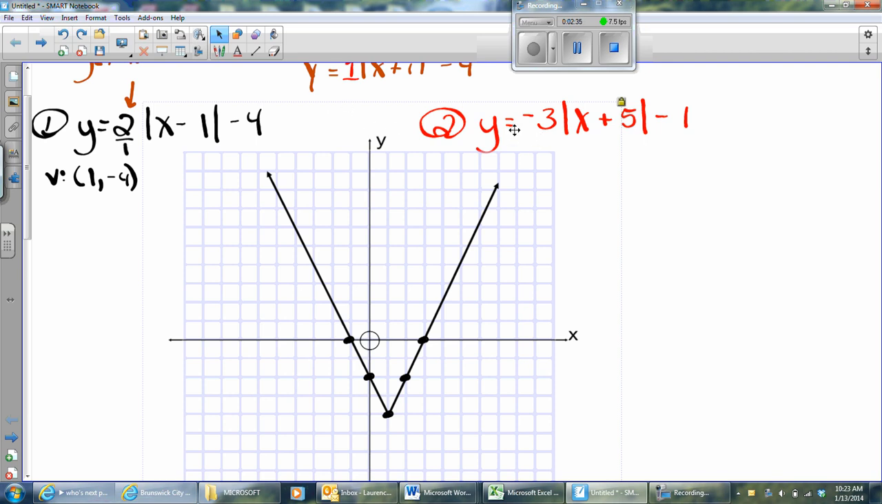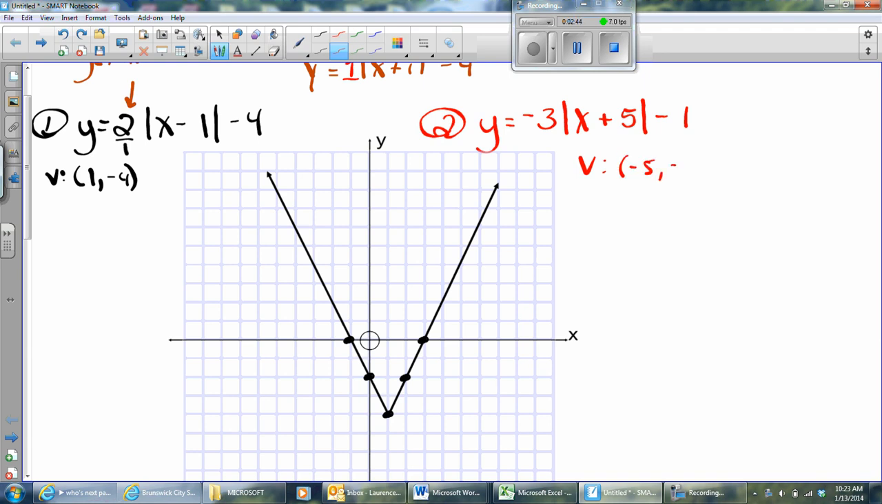What do you think will happen with a negative there? Well, let's see. Let's find the vertex first of all. I know the vertex is going to be at negative 5, negative 1. Well, if I did a slope of negative 3 over 1, it's going to go down 3. 1, 2, 3, 1. And then, of course, I do the same thing, but I go back 1. 1, 2, 3, back.